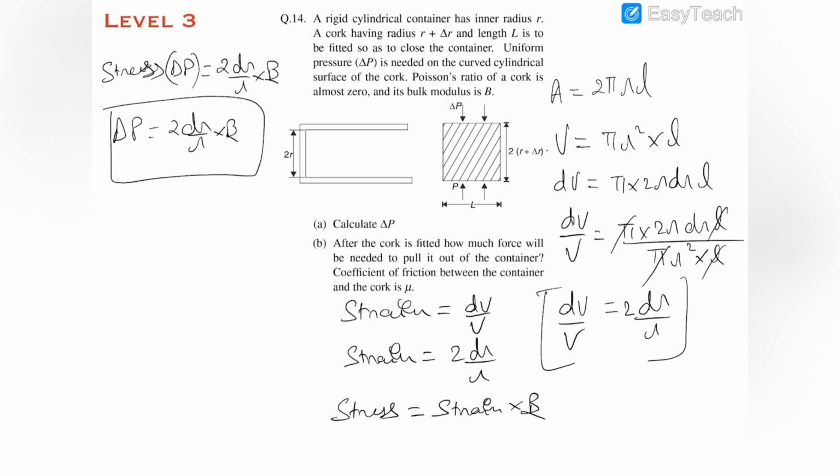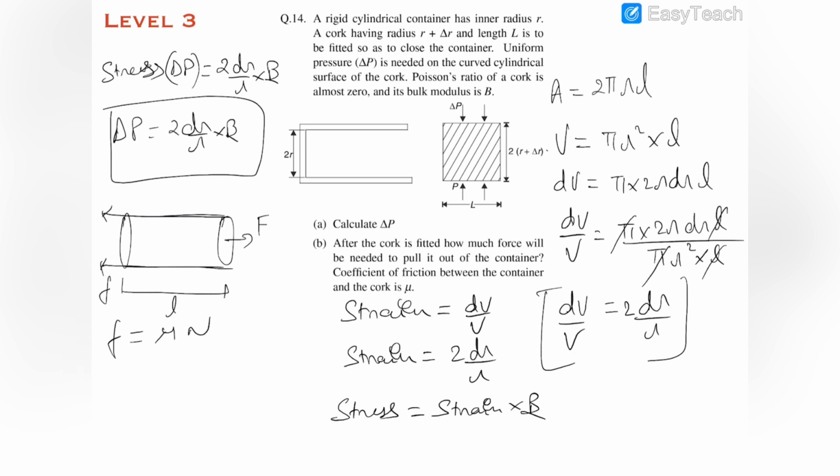Now in the second case, it is given that after the cork is fitted into this cylinder, how much force is needed to pull it out of the container if the coefficient of friction between container and cork is mu. It is very simple to understand that if this cork is fitted into the cylinder, then the length of the cork is L, and the friction would be acting on the curved surface of the cork. The force which we need to apply on this cork to pull it out will be exactly equal to F, or we can say that this force is slightly greater than friction. So friction would be equal to mu into the normal reaction which is applicable on this cork.